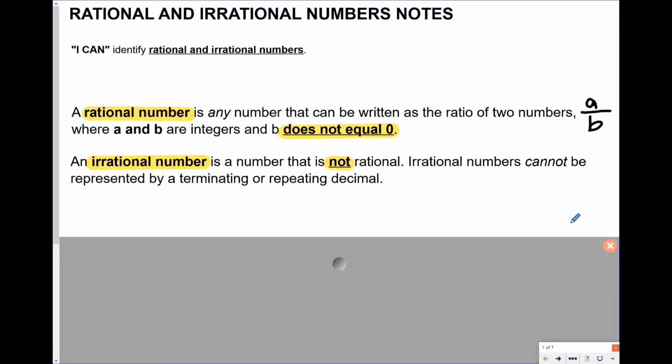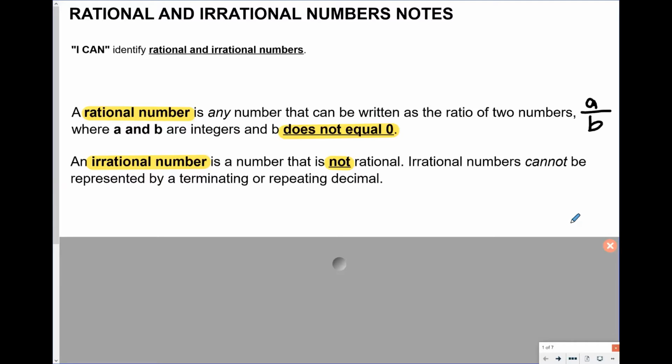So let's get into these notes here. I have these highlighted, which means you need to highlight them as well. A rational number is any number that can be written as the ratio of 2 numbers. I have here a over b, which is in fraction form, where a and b are integers and b does not equal 0. Okay, so copy that down.